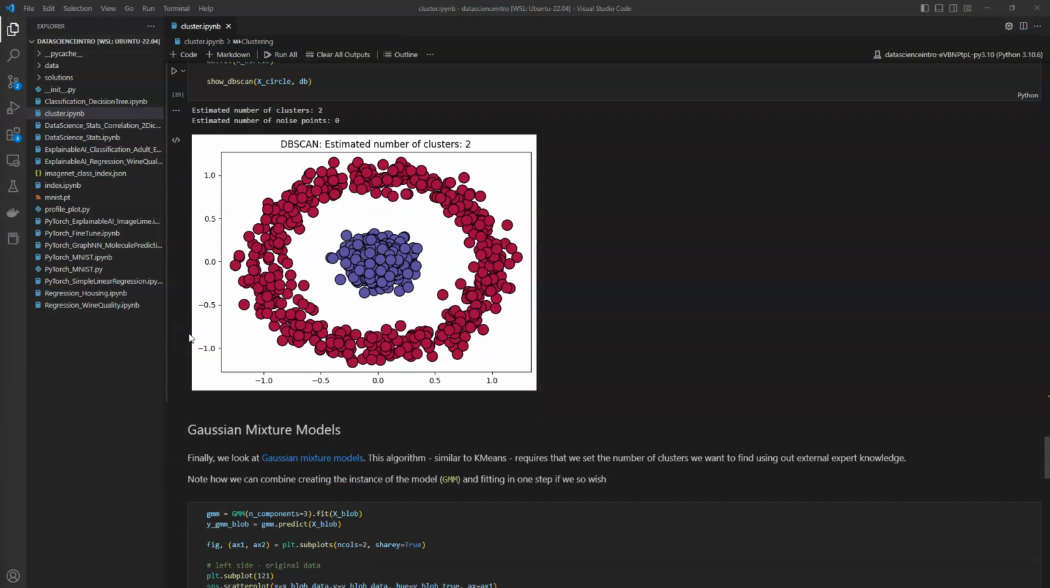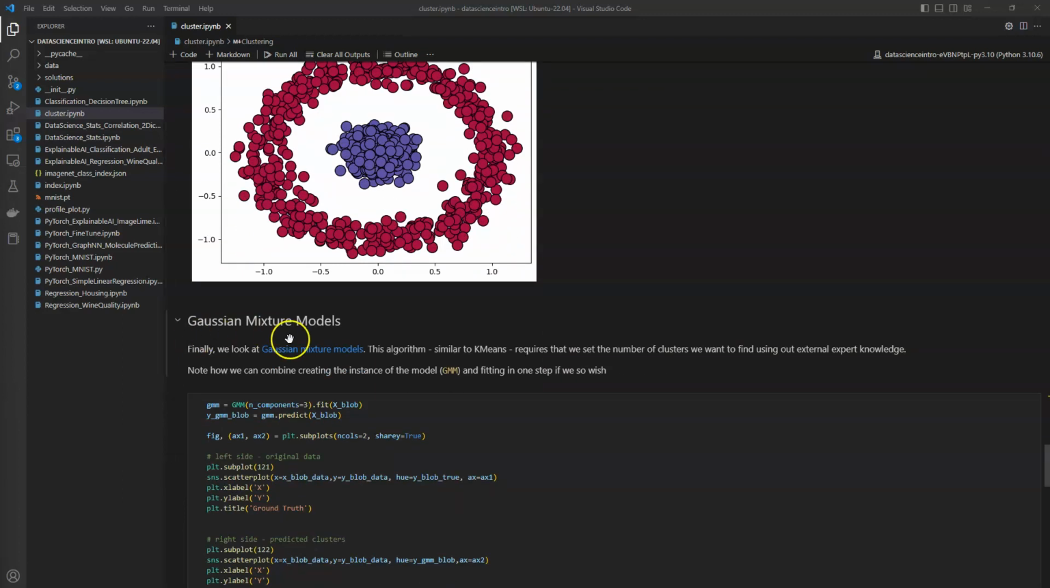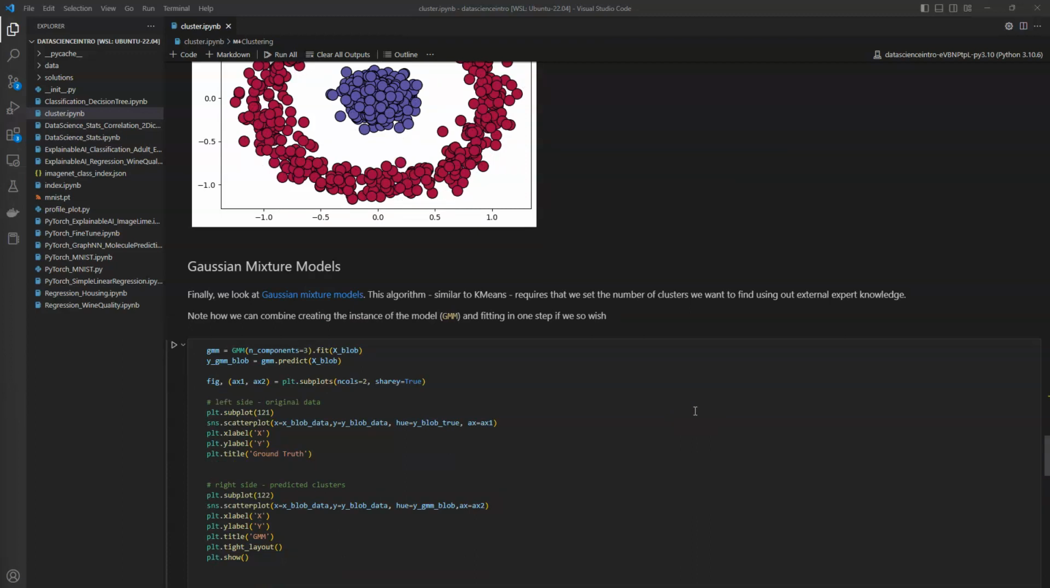Another approach are Gaussian mixture models. This algorithm is somewhat similar to k-means. It requires that we set the number of clusters. This is the main common ground. As we said above, DBSCAN doesn't require us to do this. So when we use either the Gaussian mixture models or k-means, then we need to have some sort of expert or domain knowledge that determines how many clusters we look at. And Gaussian mixture models essentially work by creating a number of Gaussian functions to capture the essence of the clusters. And again, we call the fit method and the predict method.